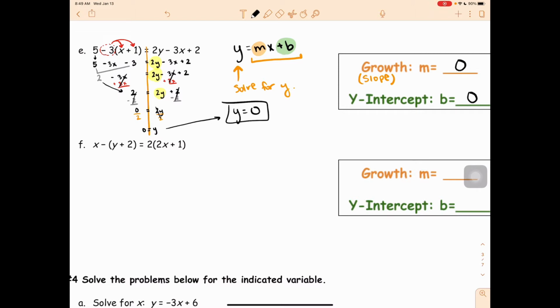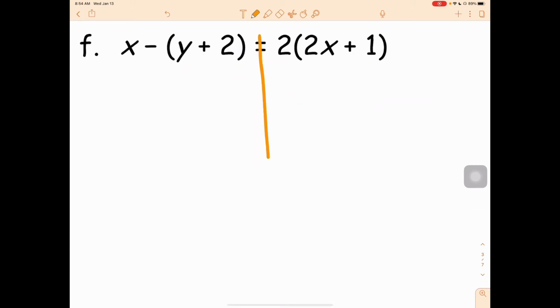So same idea here. Again, we want to rewrite this in the y equals mx plus b form. Okay? So let's go ahead and do this one. And please make sure that you are pausing throughout the video so that it's not going too fast for you and whatnot. Go at your own pace.